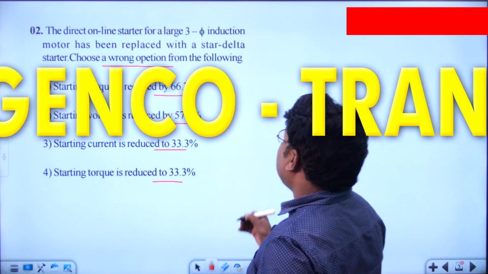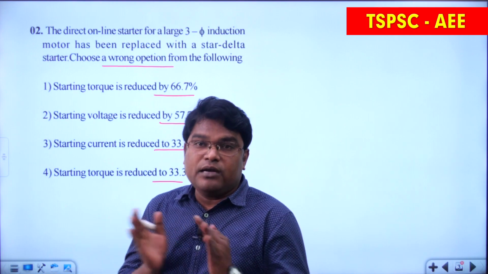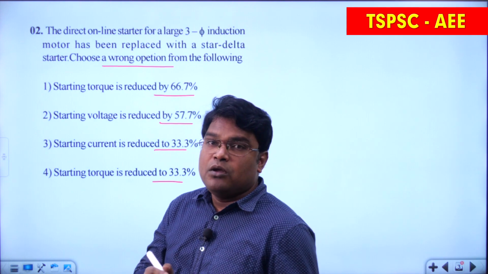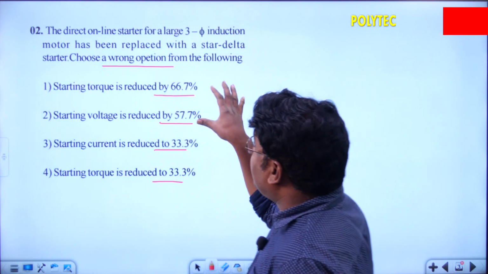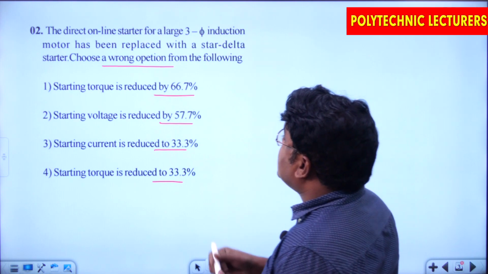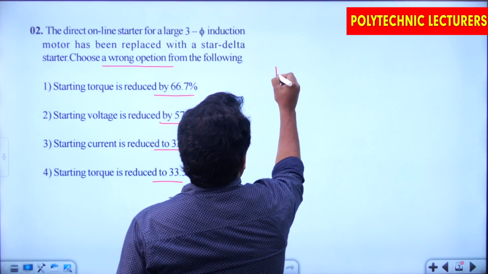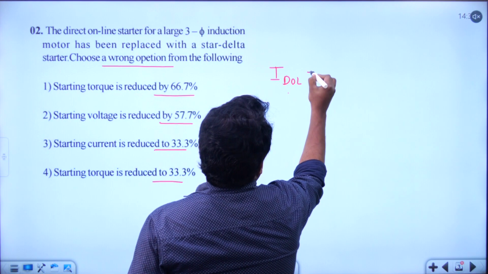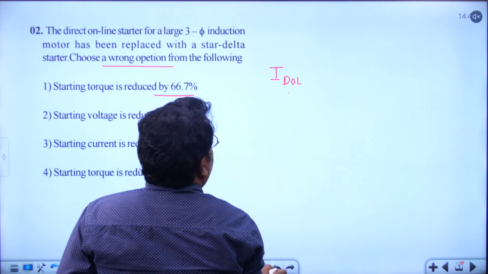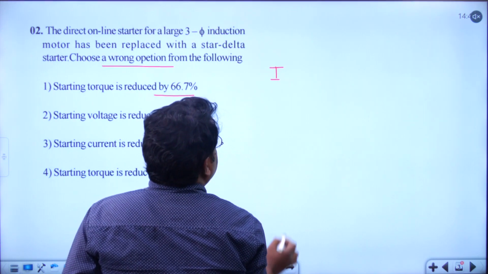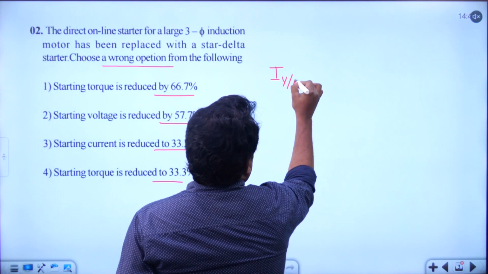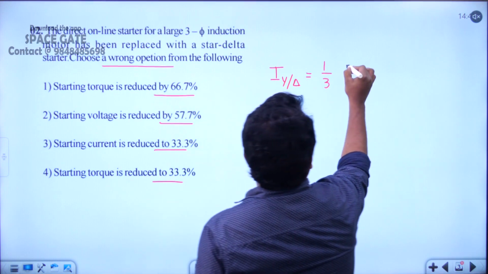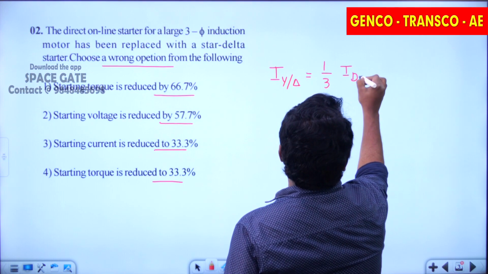So now we know the relation between the starting torque and the starting methods of the 3-phase induction motor. We have two methods: one is the direct online (DOL) method, and the other is the star-delta starter. The current in the star-delta starter is equal to 1 by 3 times the current in the DOL starter.